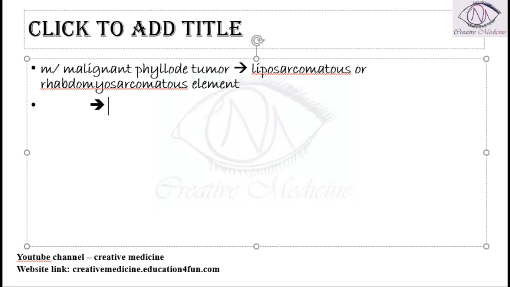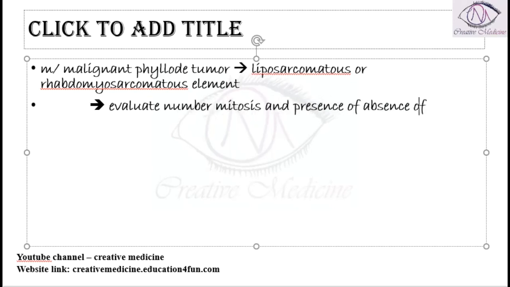In malignant phyllodes tumor we should always evaluate the number of mitoses present, and also the presence or absence of invasive foci. All these are looked for in malignant phyllodes tumor.